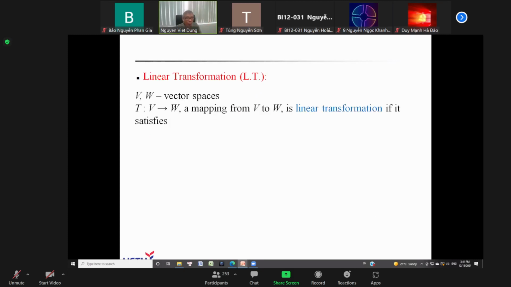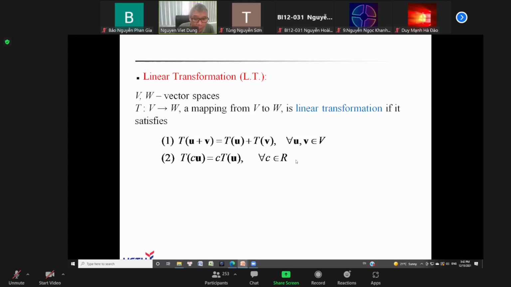Now, we are going to define what we call the linear transformation, and usually we abbreviate it by LT. Suppose that V and W are two vector spaces. T from V to W is a mapping from V to W. We call it a linear transformation if it satisfies two properties, very easy to remember. The first one says T of u plus v equals T u plus T v. And the second one says T of c times u equals c times T u.